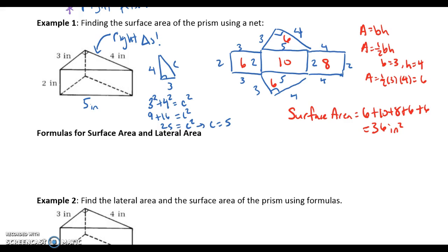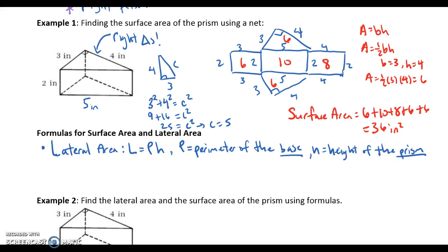Okay? Now, of course, you'll say, Ms. Huang, do I have to draw a net every time? It's so tedious. What if I get it wrong? What if I label it wrong? Well, the good news for you, who thinks that way, is no, you don't have to because we have formulas. And the formula for lateral area is perimeter times height. All right, so again, lateral area, capital L, equals perimeter times height.